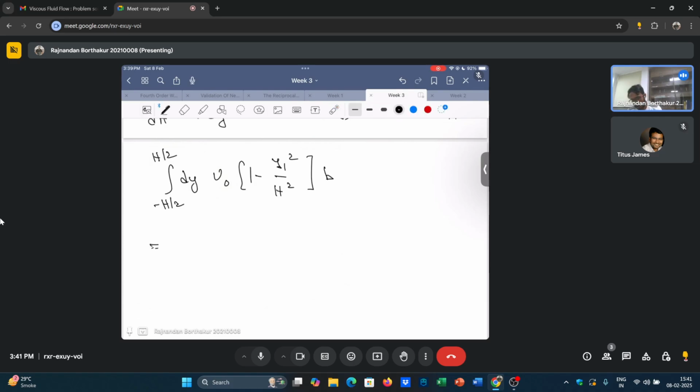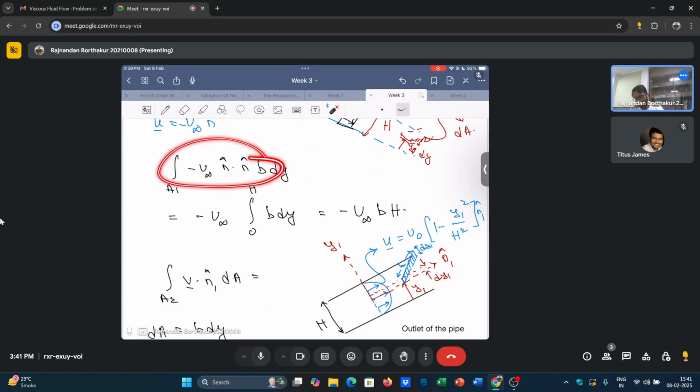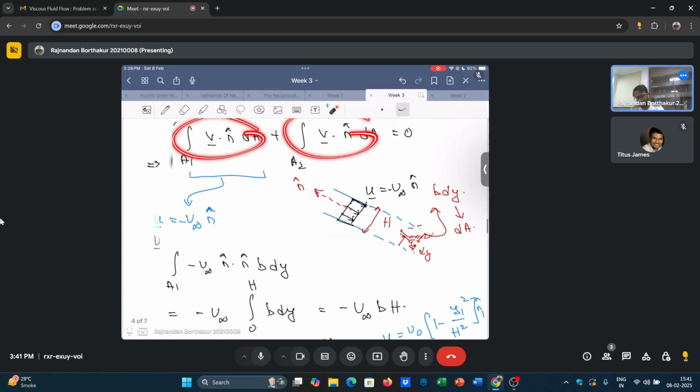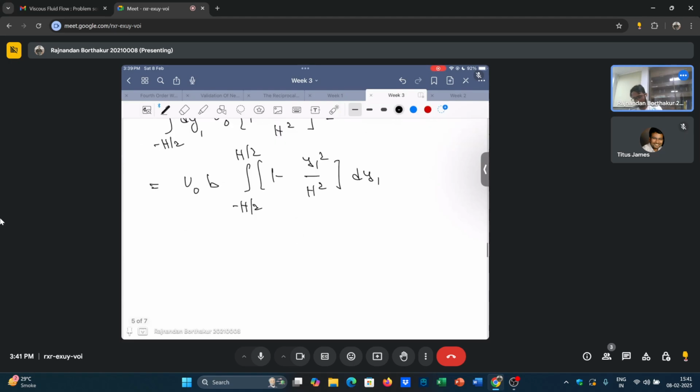Okay, so I'll write this term. So this u naught and the width is a constant because the width of the tank, they're saying, is just a constant. And of course, the width cannot be a function of y because the width is in the other dimension with respect to y. Okay, so this u naught times b is an integral from minus h by 2 to h by 2 of 1 minus y1 square by h square dy1. That's it. So now what I will do is I'll just combine this term and this term, which is essentially this and this. That's it. So combining the terms.